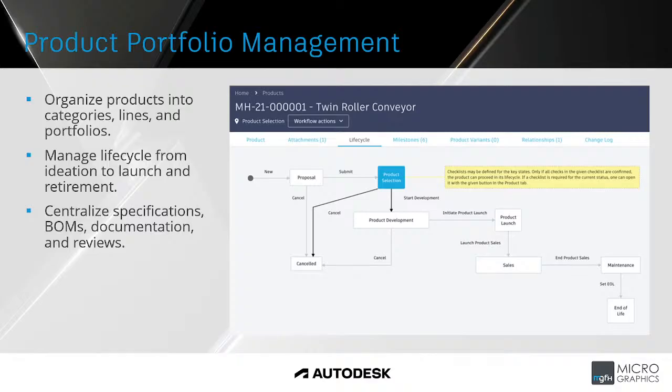And just to make a note here, there's that yellow note list there that says checklist may be defined for key states. So at this specific point, there may be a set of checklists that have to be achieved and checked off before it can move to the next stage. Let's say in this case, moving on to product development. We'll talk a little bit later on about new product introduction and also about these dynamic checklists.